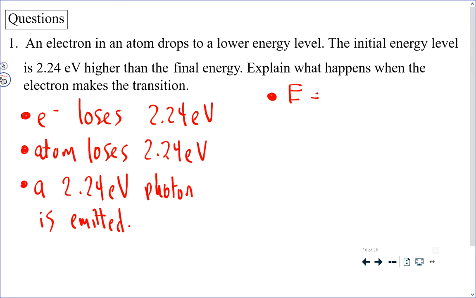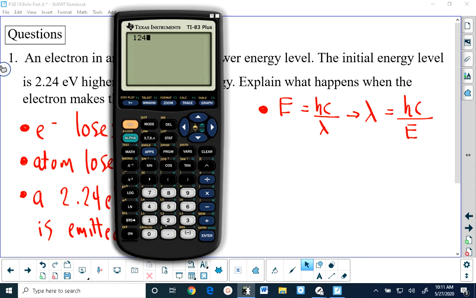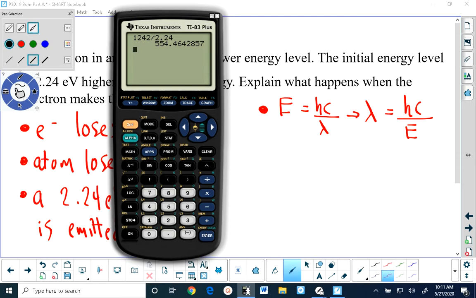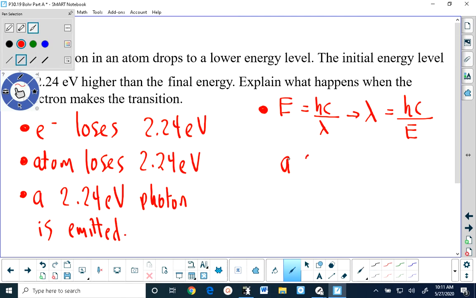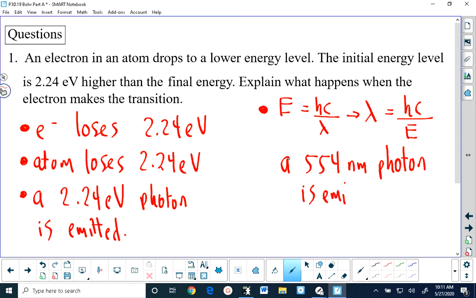And since E equals hc over lambda for a photon, we can calculate the wavelength by taking hc over the energy. I can take 1242, which is hc in electron volt nanometers, and divide by 2.24, and we get 554 nanometers. So that means a 554 nanometer photon is emitted. It's probably green, although we won't worry about the exact classification.